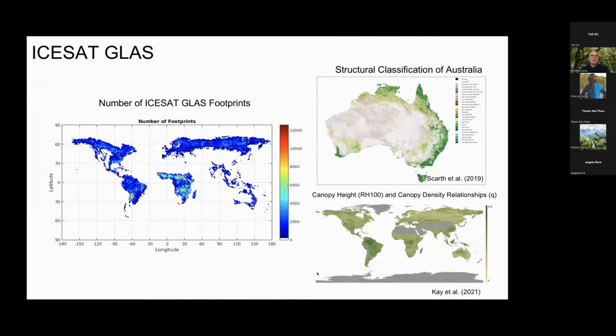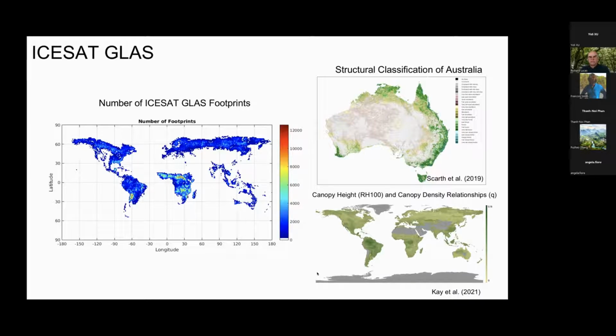The ICESat-2 GLAS really informs the algorithms for biomass retrieval. It's used a lot in CCI Biomass as well. It can be used to form structural classifications, taking a combination of height and cover from the ICESat footprints. It can also be used to look at relationships between canopy height and canopy density around the world, and that has also been used to inform the CCI Biomass algorithm.